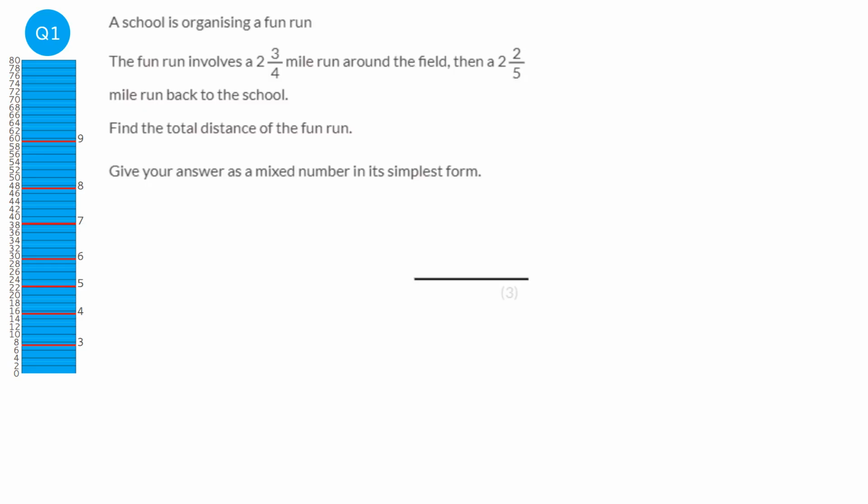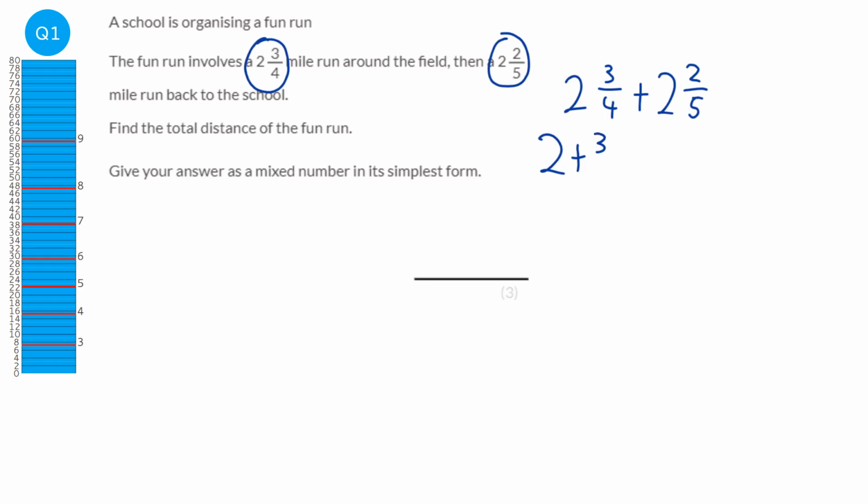Enjoy! So in this question, we basically need to add the 2 3/4 and the 2 2/5. So we're going to do 2 3/4 plus 2 2/5. Now, if I just rewrite this, 2 3/4 can be written as 2 plus 3/4, plus 2 plus 2/5. So we can add the two 2's together to make 4. And then all we need to do is add the 3/4 and the 2/5.